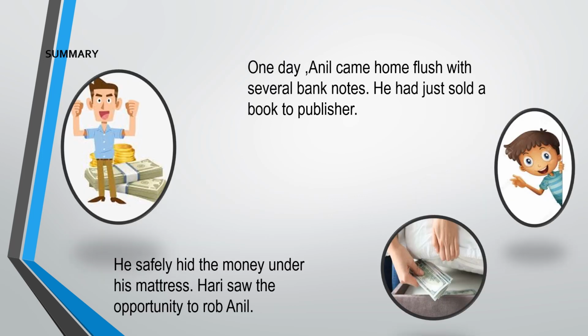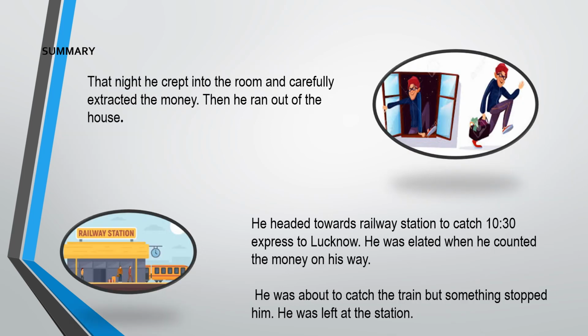One day, Anil came home flush with several bank notes. He had just sold a book to a publisher. He safely hid the money under his mattress, unaware that Hari was watching him. Hari saw the opportunity to rob Anil. That night, he crept into the room and carefully extracted the money. Then he ran out of the house.